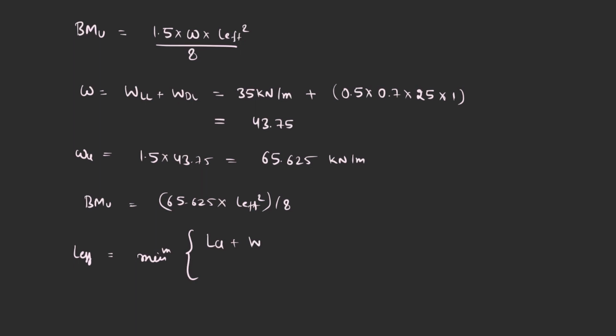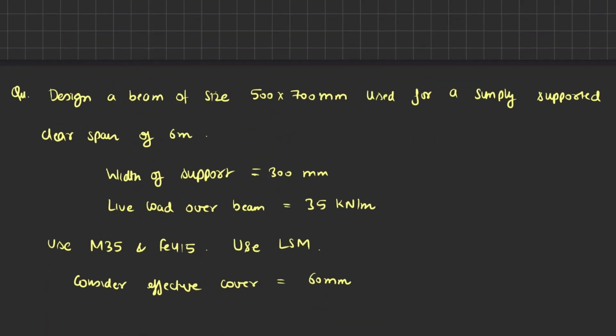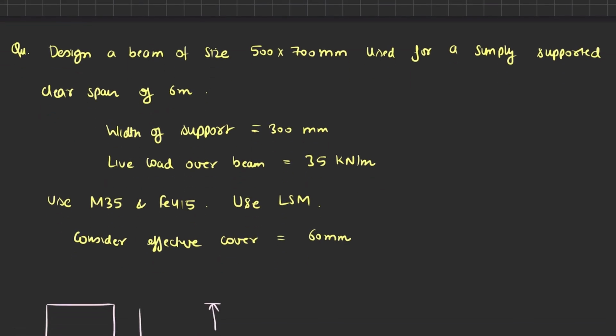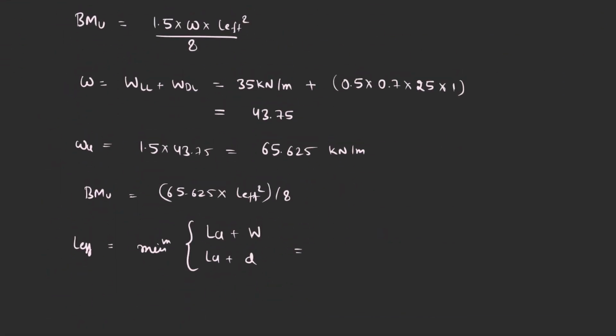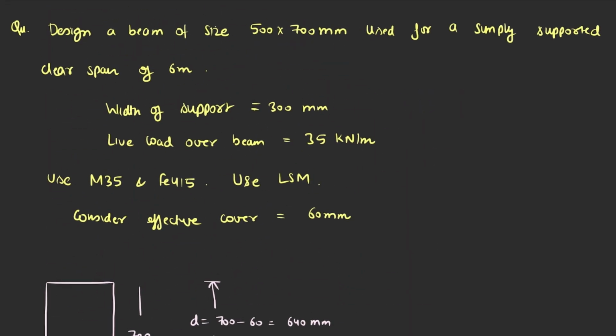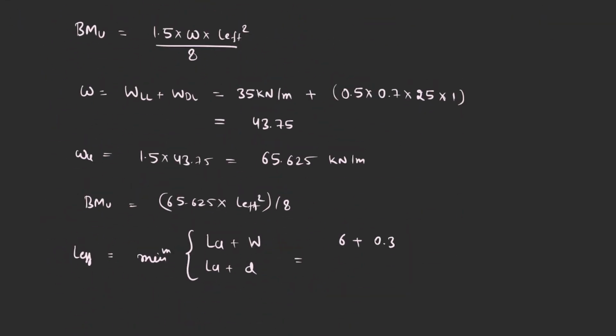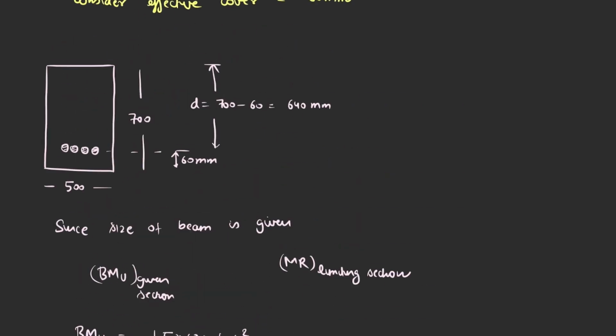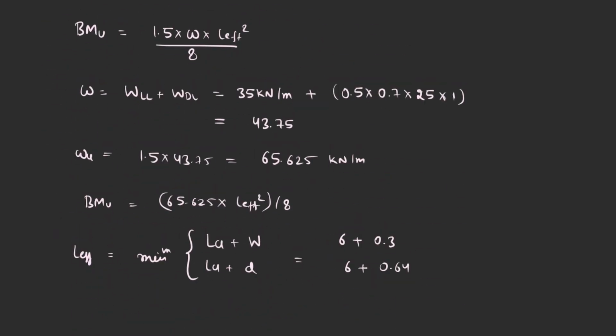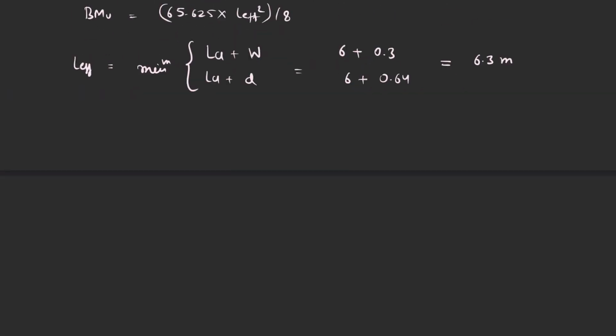Now calculate L effective. It's going to be the minimum of L clear plus width of support, or L clear plus effective depth. So width of support is already given as 0.3 meter, that is 300, and effective depth is 640. Substituting those values, the minimum is going to be 6.3 meter. Now calculating factored bending moment by substituting into the equation, we are going to get around 325.582 kilonewton meter.